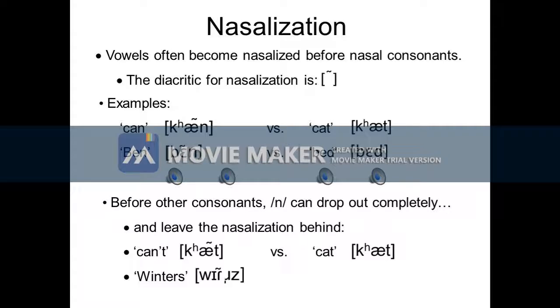Another feature of English sounds is nasalization, and vowels often become nasalized before nasal consonants. For example, we have can, and we can see that the vowel a is actually nasalized because it is followed by an N sound. So we have can, ban.